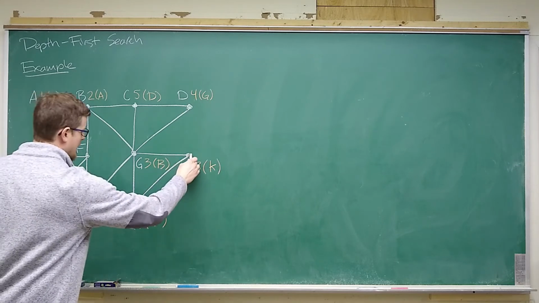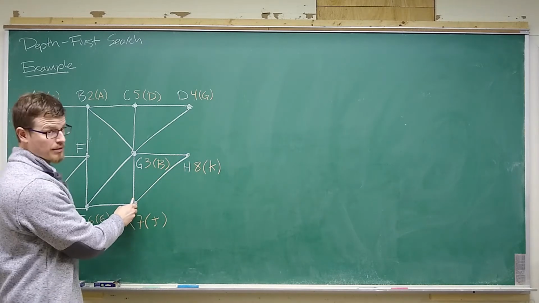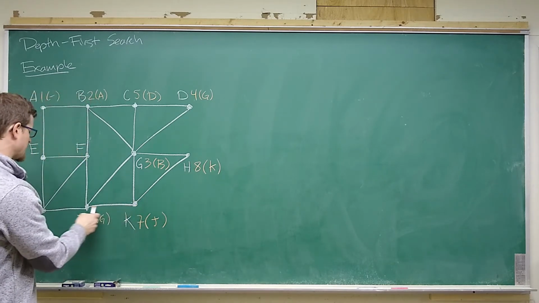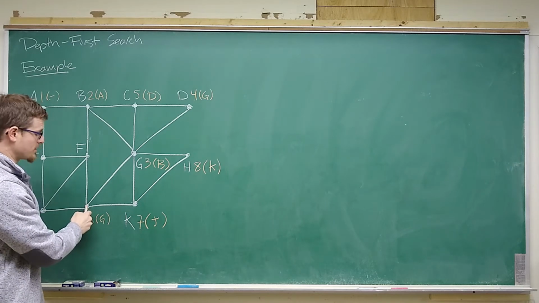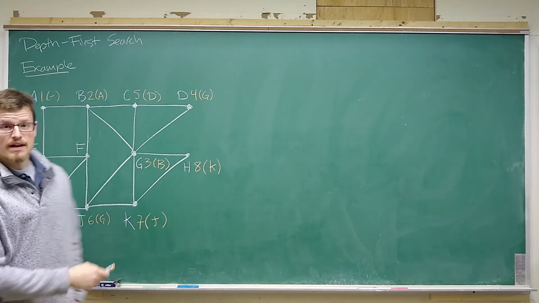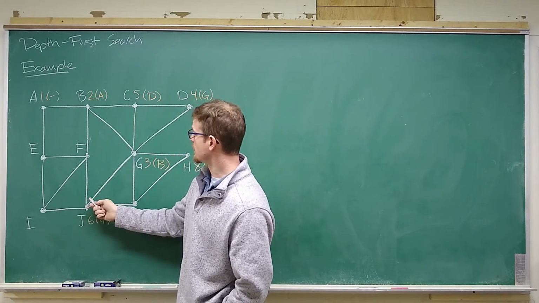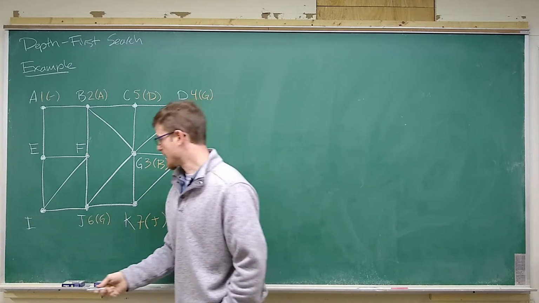So I have to backtrack. I have to travel back to the predecessor, K. Do I have anywhere else I could have gone at K? No. Okay. Well, so we backtrack to J. Do I have anywhere else that I could have gone at J? Well, yes. I could have actually taken J over to I, or I could have taken J over to F. So let's do that.